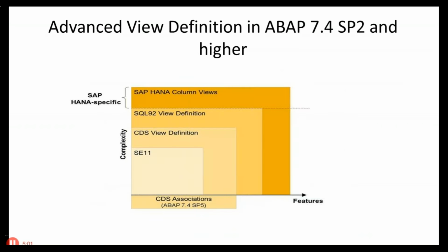Then we have SAP specific SAP HANA column views. We have the complexity and features, so we have CDS associations, ABAP 7.4 Service Pack 5. Previously we used to have SE11, in which we used to create all our database tables. The CDS view definition we are going to create on the tables. Then we have the view definition, SQL 92, and we have SAP HANA column views. What are column views? We're going to see that. These column views are specific to SAP HANA. These column views cannot be seen in the normal ABAP login.